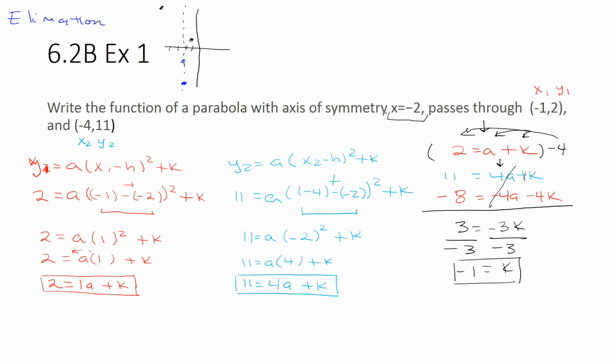And we're almost done at this point. I'm going to write down my knowns over here in the top. We know that h is equal to -2 from the axis of symmetry that's given.